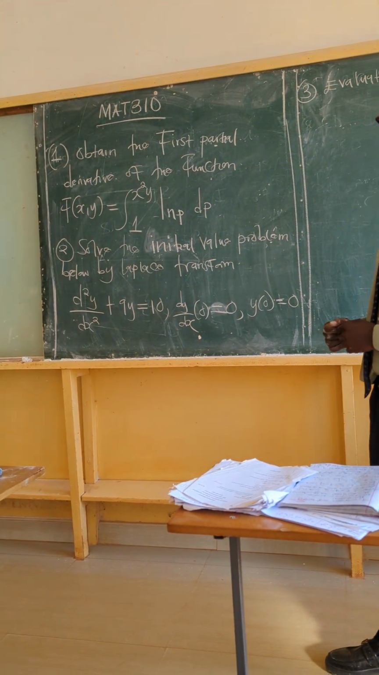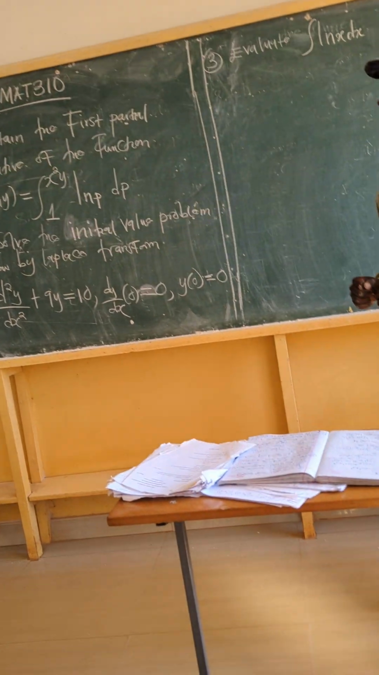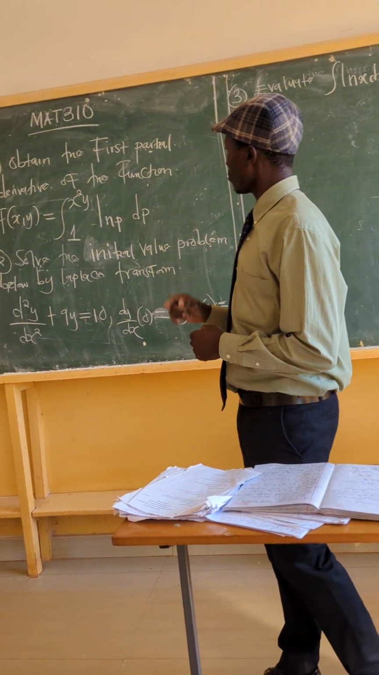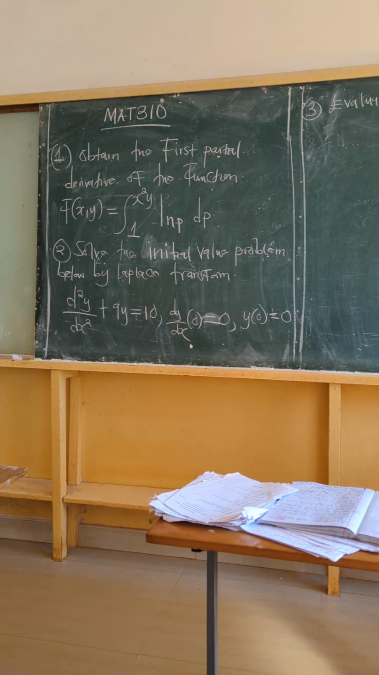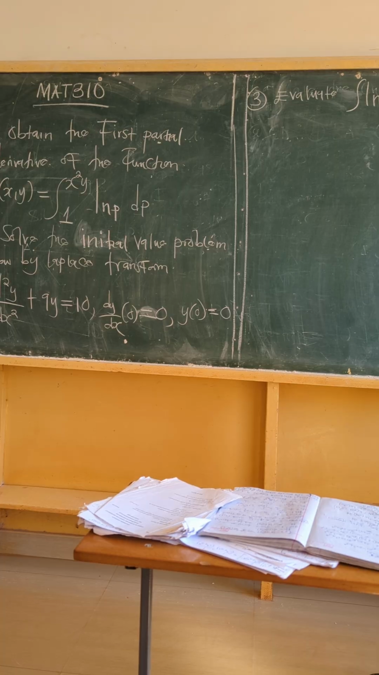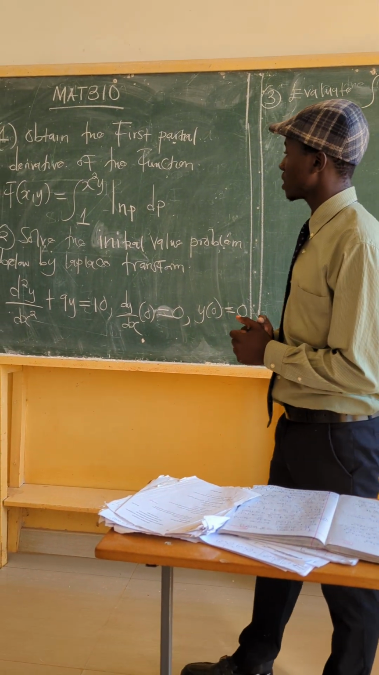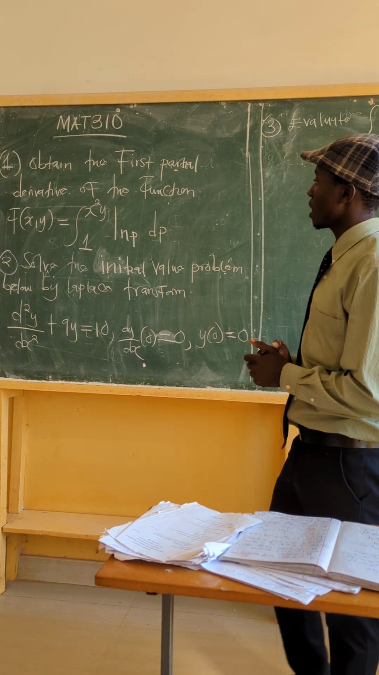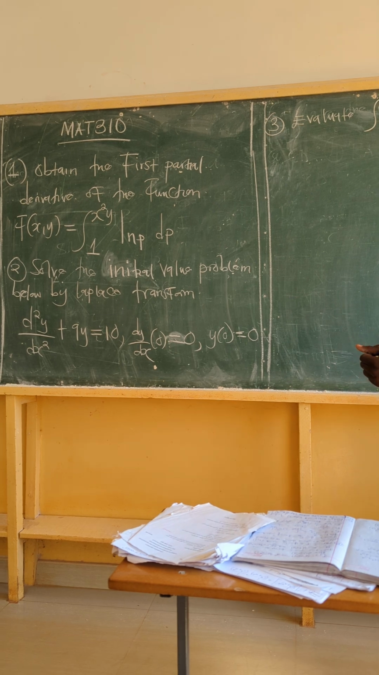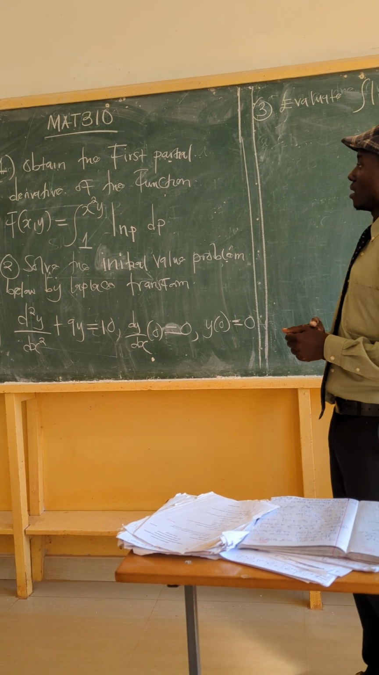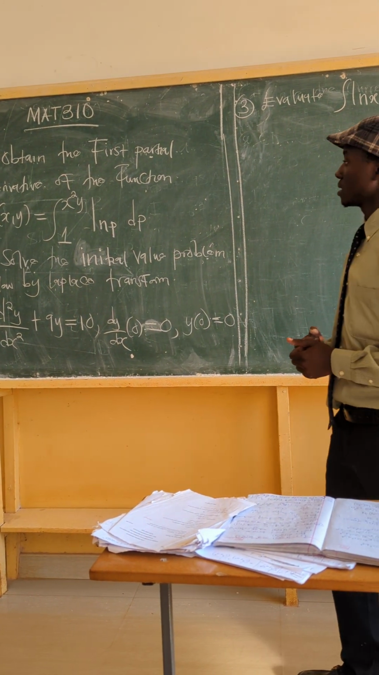So this is Math Week 10, Advanced Calculus or Math at 100, depending on the university where you are. We have these 3 questions for you. The first question is: obtain the first partial derivatives of the function f(x, y), the integral of x squared y to 1, the natural log of p dp.